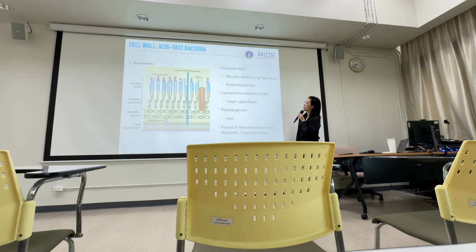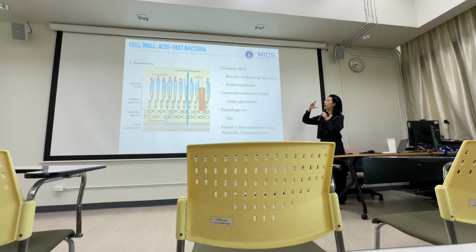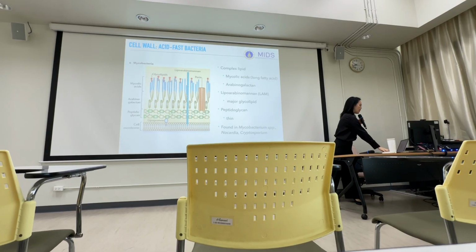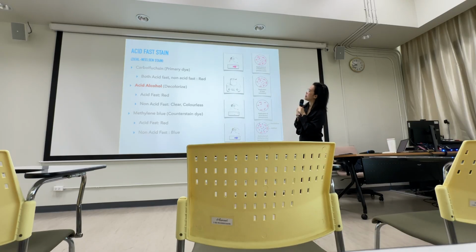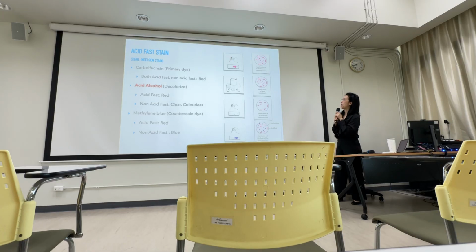Here the peptidoglycan is quite thin compared to gram-positive bacteria, but the lipid part, which is mycolic acid, is very thick. This will protect the cell when we try to stain the acid-fast bacteria. So we have to use a different way to stain it. In these acid-fast bacteria, in the acid-fast stain, we use carbol fuchsin as a primary dye.